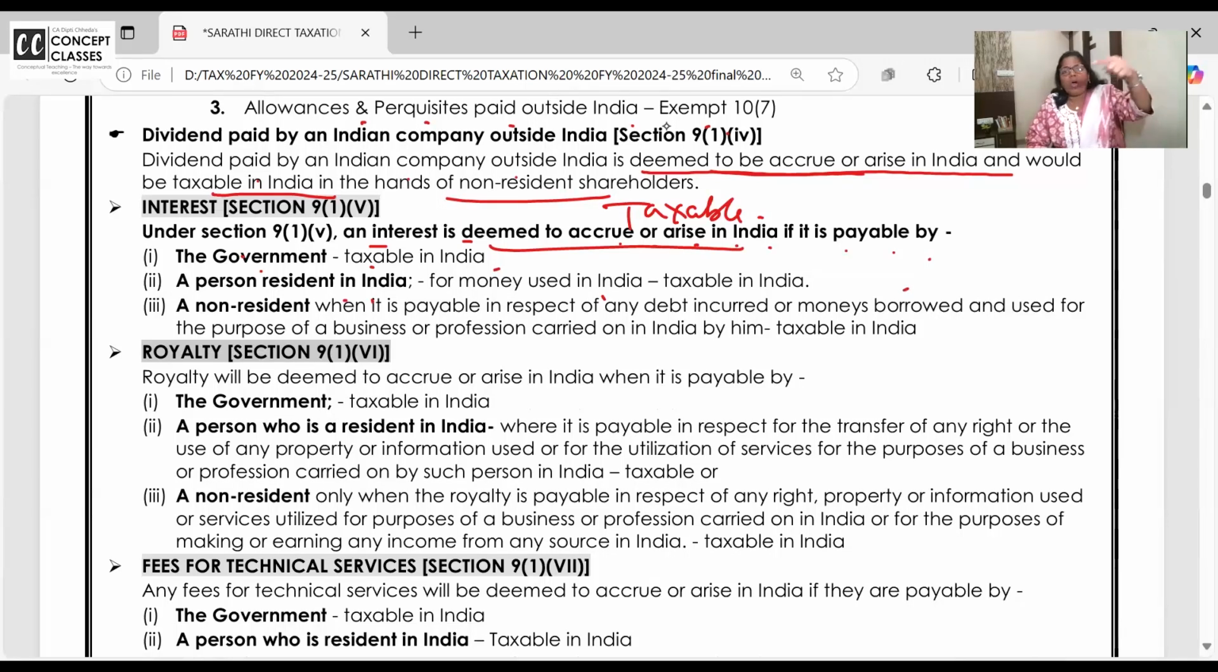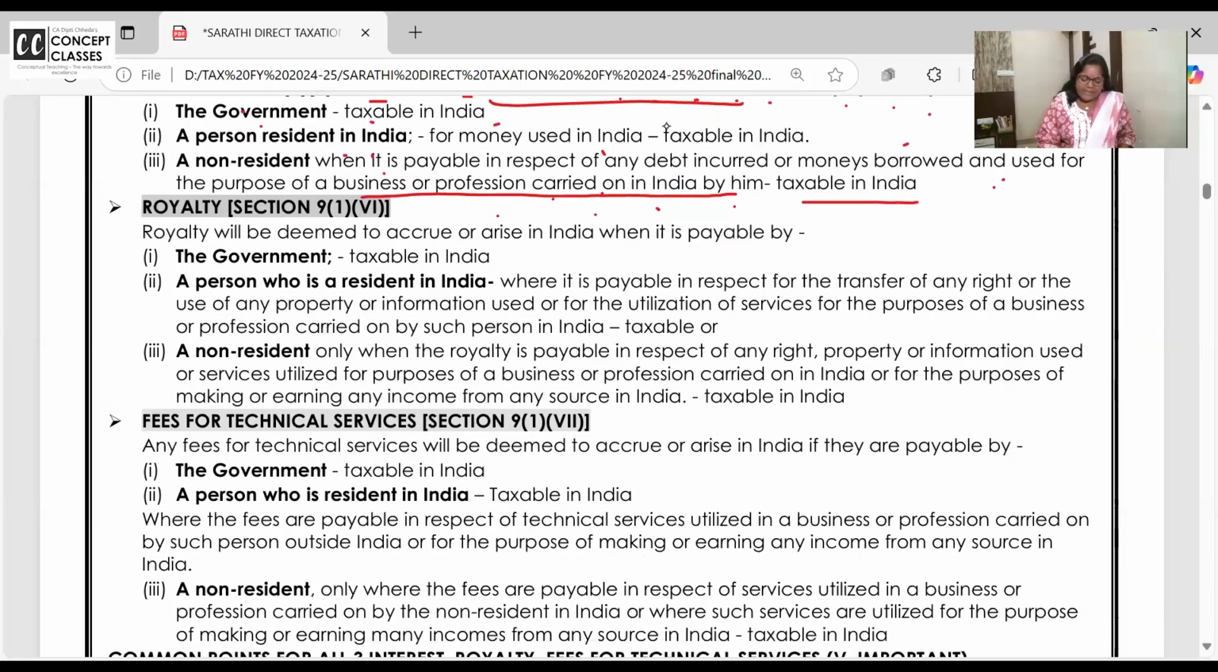If it is paid by non-resident for the loan used for business and all in India, taxable. समझ में आ रहा है? मैम बहुत सारा वेराइटी आप एक साथ बता दे रहे हो, सबका जिस्ट एक ही है. Interest paid by government of India, taxable. Paid by resident for project in India, taxable. Paid by non-resident, yeah. But if the money and all is used for project or loan money is used in India, taxable in India.